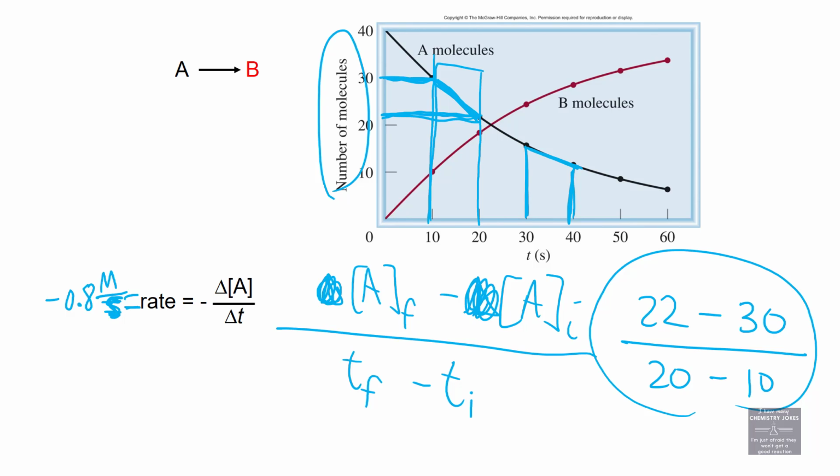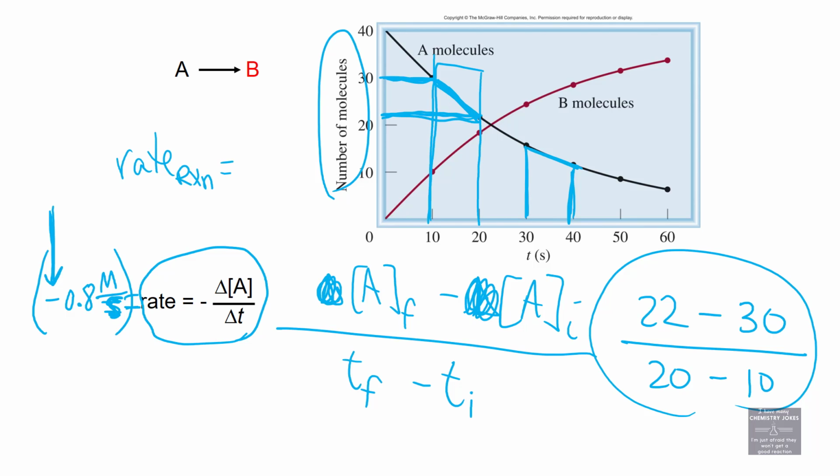But at the 10 to 20 second mark, the rate at which A is disappearing is 0.8 molarity per second. So it works out mathematically to give you a negative, but this equation says the rate of the reaction is negative delta A over delta T. That double negative means that if we were to talk about the rate at which the reaction is progressing at this same 10 to 20 second interval, we would say the rate of the reaction is positive 0.8 molarity per second.